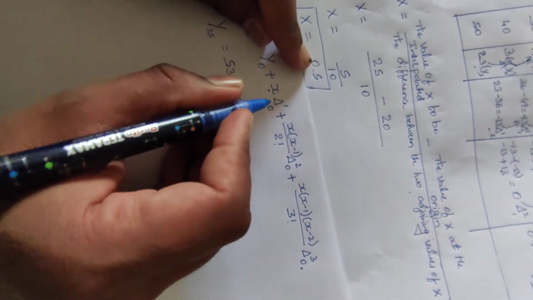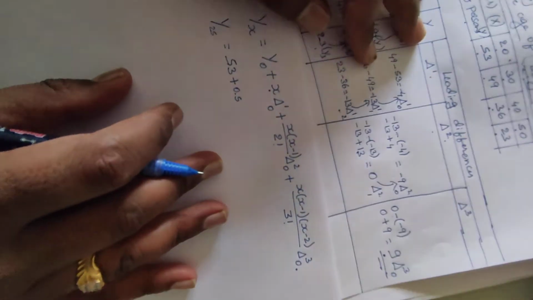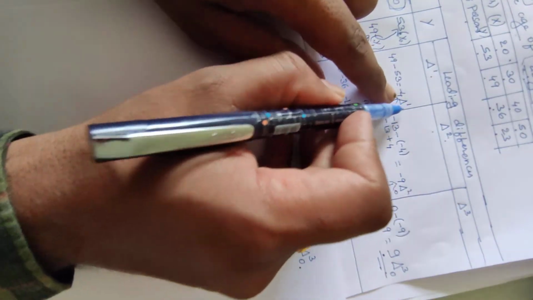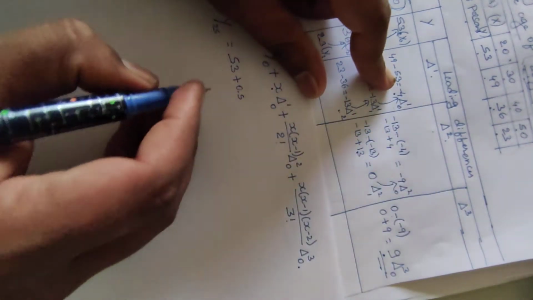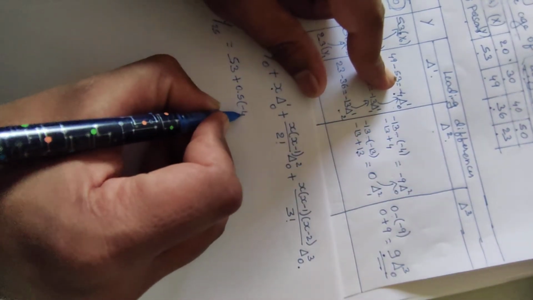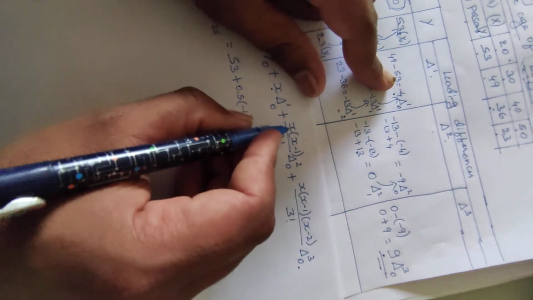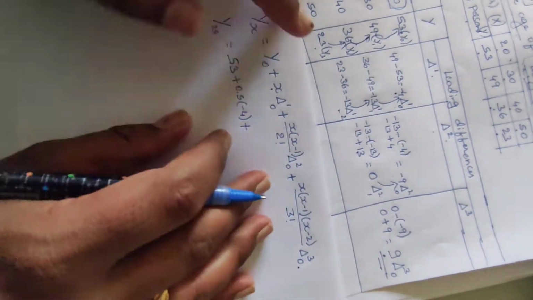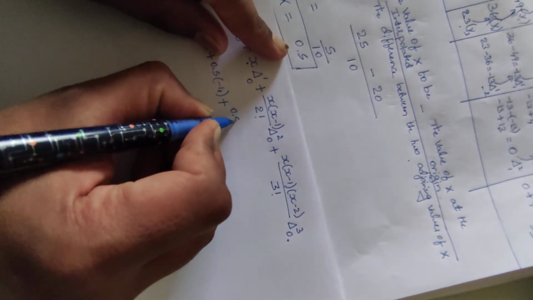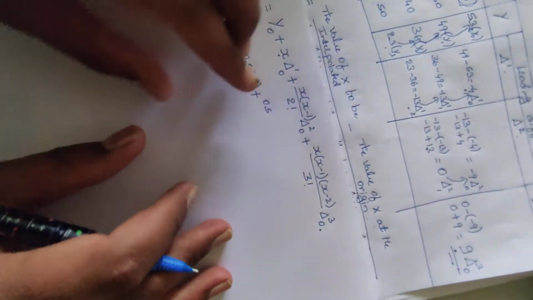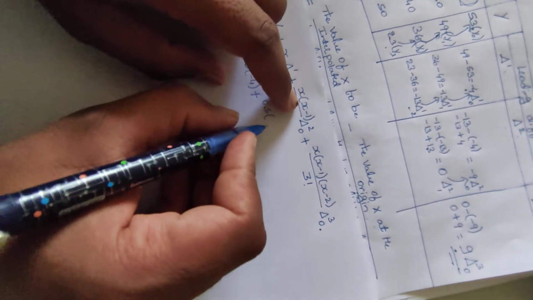Delta of y0. We already identified it. How much? Minus 4. So minus 4 plus x, and we already know the value of x, which is 0.5. x is always constant, 0.5. Again we have to write x.